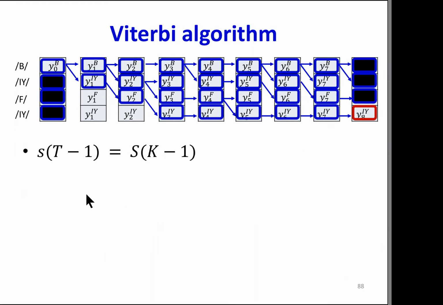You know that at the final time, this is the only valid node, right? You know the best path score to this node. You know the best parent to that node, and the best parent of that node, and so on, all the way back.